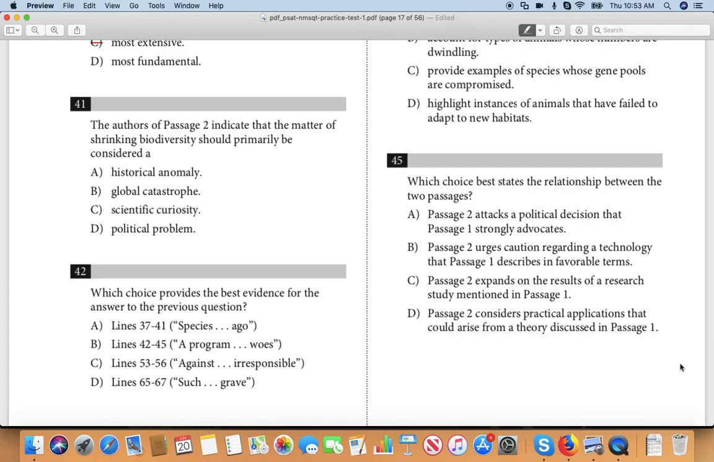Anomaly. Something that deviates from what is standard. Is shrinking biodiversity a historical anomaly, according to the authors of passage 2? Does that deviate from what is standard, or change from what is normal? It does. Why do you say that? I'm not disagreeing with you.